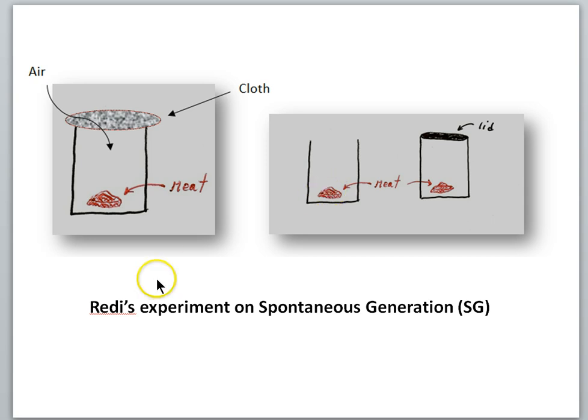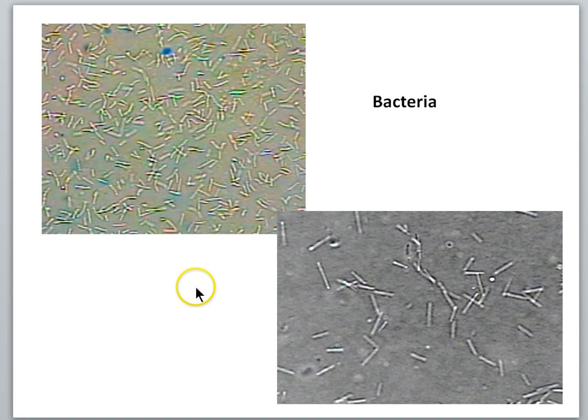Even so, many people continued to believe that spontaneous generation was common in nature. So while meat might not spontaneously generate into worms, what about these things? Now, what you're looking at are pictures of bacteria. These are the smallest cells on Earth, and they were only discovered after the invention of microscopes.